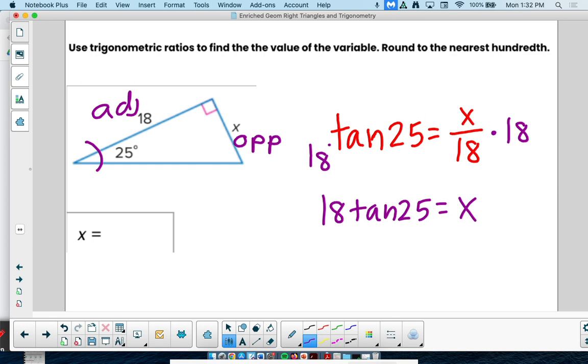And now you truly just type this into your calculator. 18 tangent of 25. And if you're not getting 8.4, wave me over because your calculator might be in a different mode, okay? So if you're not getting this, wave me over.